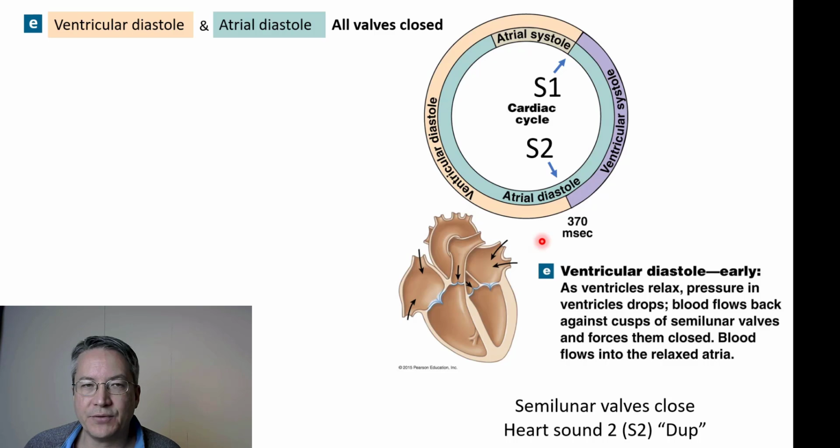In the next phase, the ventricles begin to relax. They are in diastole. The pressure in the ventricles drops. In this phase, the semilunar valves close. They close because the pressure in each major artery, the pulmonary trunk and the aorta, is higher than the pressure in the corresponding ventricle. To understand this phenomenon, let's look at the left side of the heart.